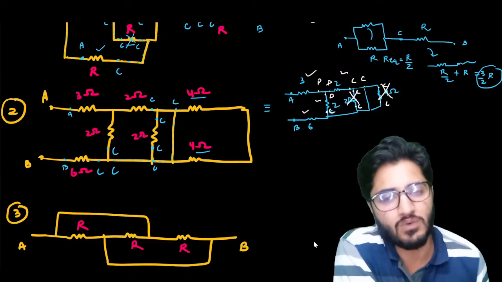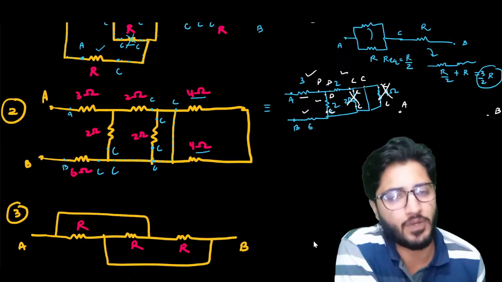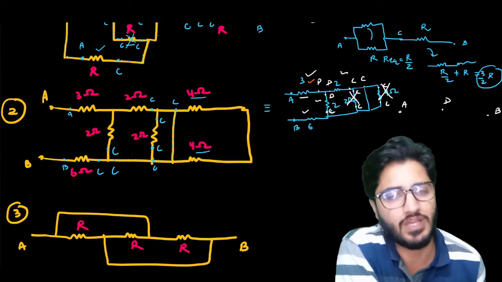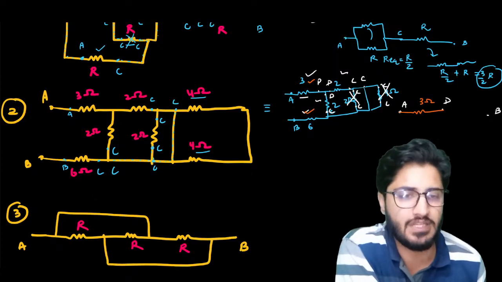So we are having one resistor. I will write here A point. Then we have B point. Then D point. This one is between A and D. So A and D, it is 3 ohm now. This one is between B and C. We have C here and also C here. It is B and C.